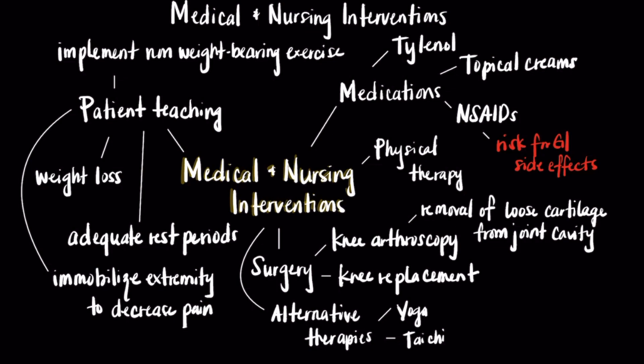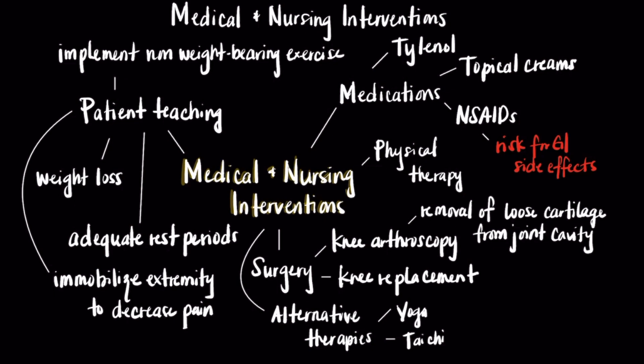A knee arthroscopy is a procedure that removes loose cartilage and debris from the joint cavity, which aids in relieving pain and restoring function and movement. However, when all other interventions and procedures have been ineffective, patients will typically need more invasive surgeries like a partial or total knee replacement.